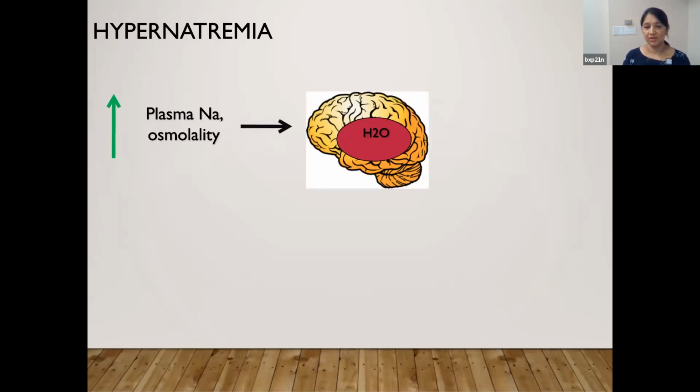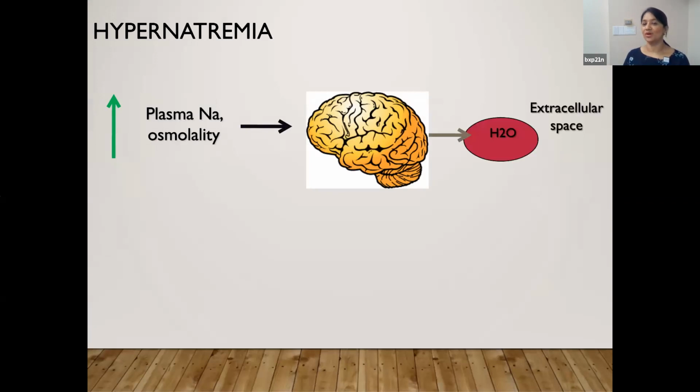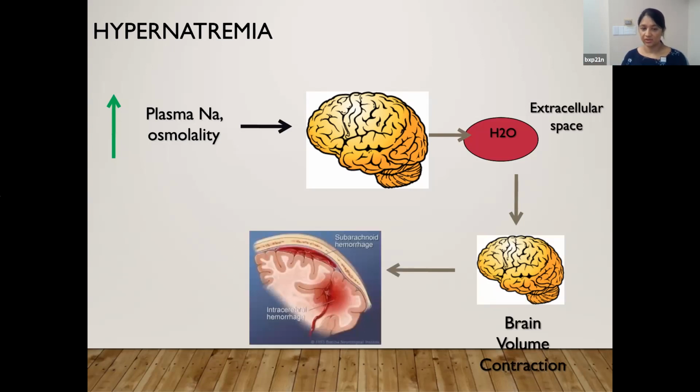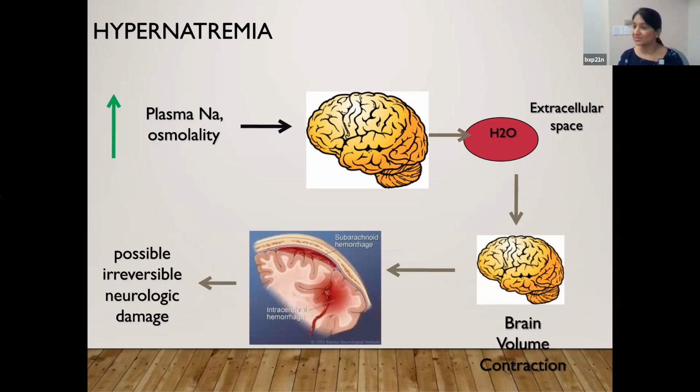And so when you're so hyperosmolar in the extracellular space, the brain will shrink because water is extruded out, and you are risking subarachnoid hemorrhage. And even the cerebral venous sinuses might be thrombosed too. And these are possible irreversible neurological damage. This is true especially when your thirst mechanism is impaired, or exogenous, especially for the younger children, they won't be able to tell.